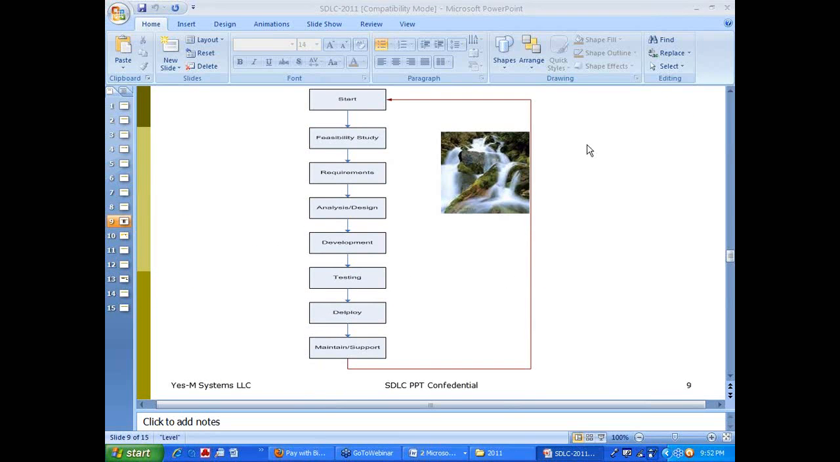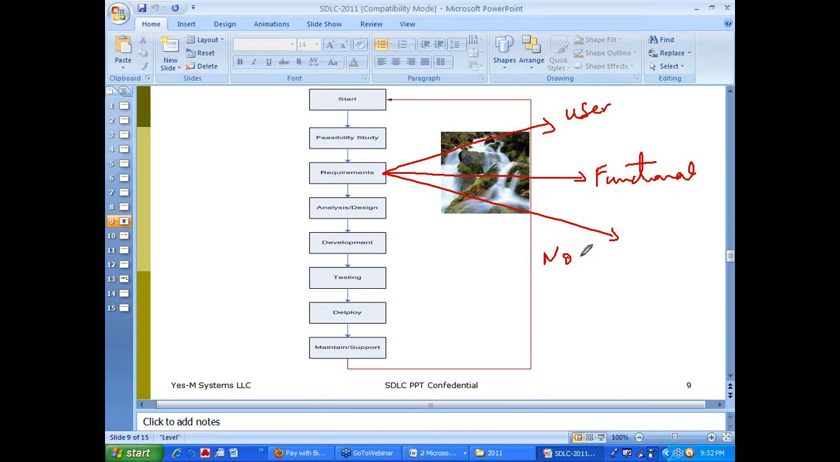So, anytime a product is developed, there are three major requirements associated with it. One is called user. One is called functional. And another one is called non-functional. Okay. So we are going to look at the requirement phase. Within the requirement phase, there are three types of requirements: user, functional, and non-functional.